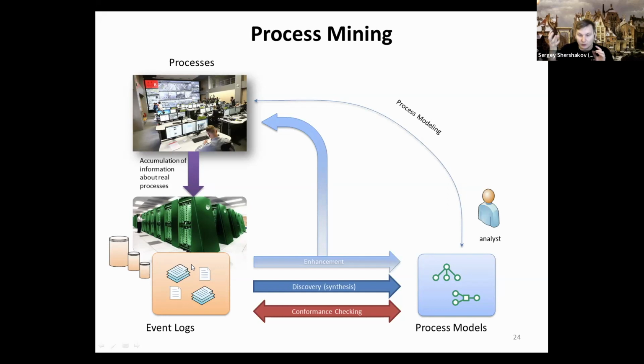We have something that should be done and something that has been done, in fact, in reality. So we can correct this process, so we can improve it. And this is the third one, the enhancement problem. So these are the three problems that process mining deals with.